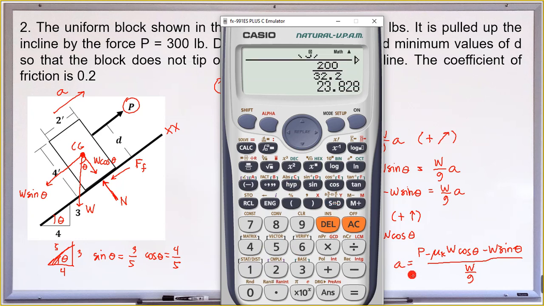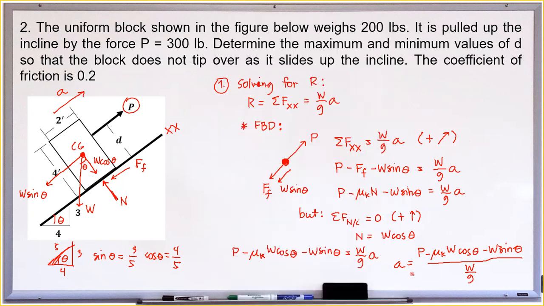Okay, our acceleration is 23.828. So our acceleration equals 23.828. This is feet per second squared. Okay? So next, we proceed to the third step.